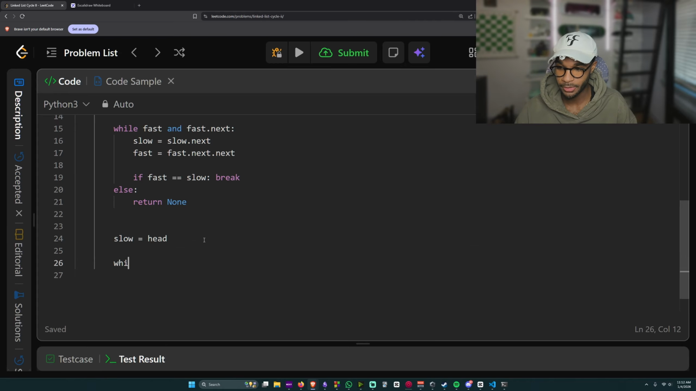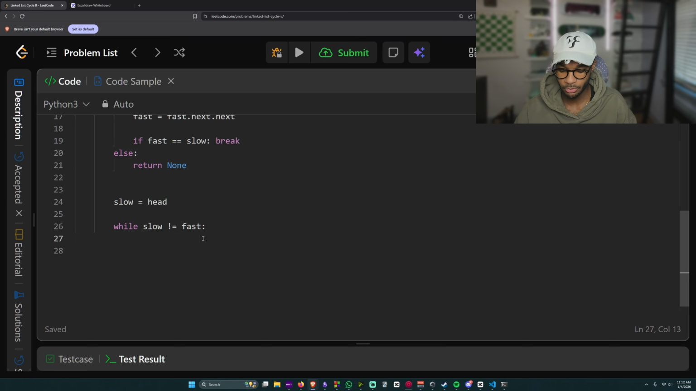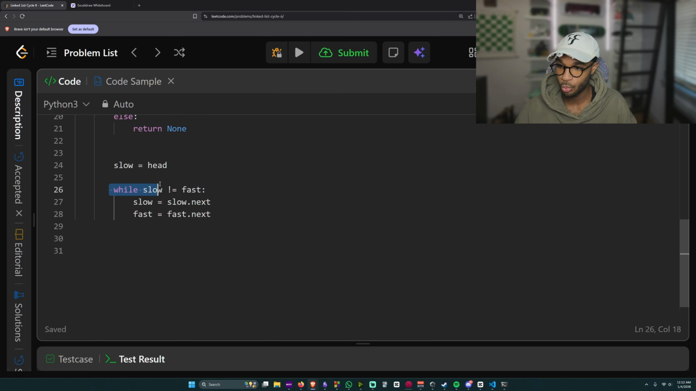And we're going to have another while loop. So we're going to say while slow is not equal to fast. We want to iterate. Instead of moving them at different rates, we're going to move them both at one position at a time. So slow equals slow dot next, and fast equals fast dot next. It's only one position at a time. And this loop will stop when they are both equal to each other. So all we have to do is return slow or fast because they're both at the same position. And this should be our answer.